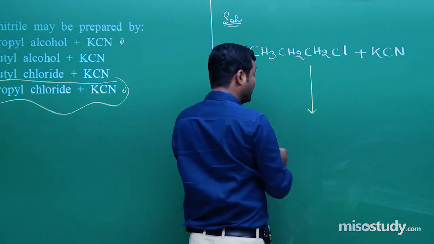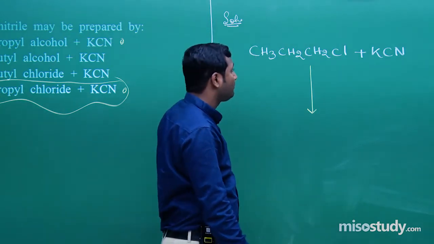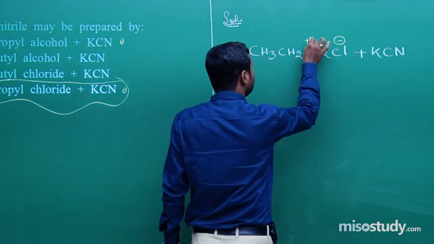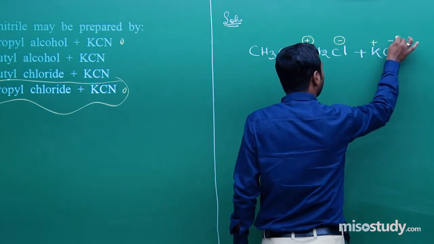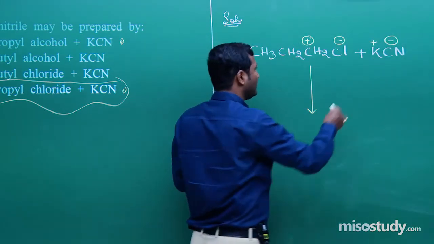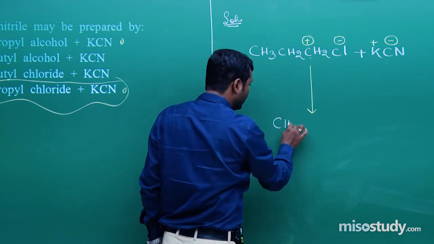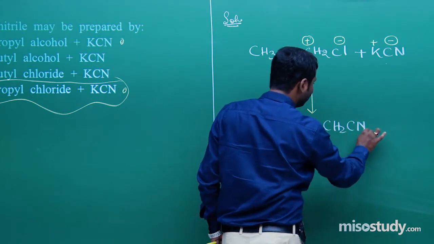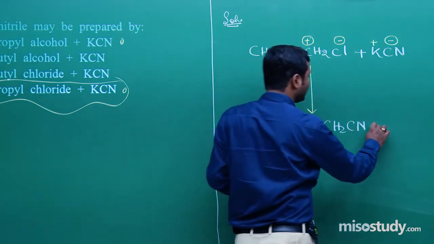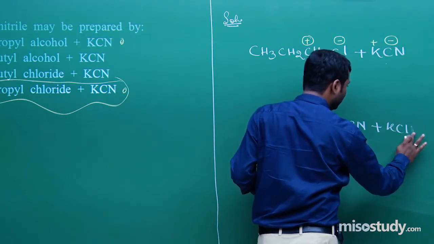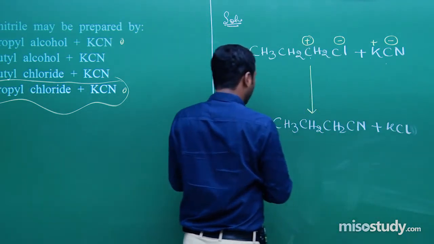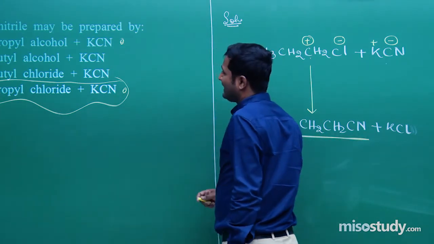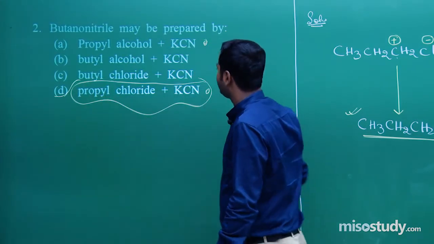Now what will happen? As I told you, if you do not know the mechanism, then put plus and minus signs. Look at this, Cl gets a minus sign, C gets a plus sign. Now this CN will move here. The product is CH3CH2CH2CN plus KCl. So we can say this one is butanonitrile. So in this case, D is the correct option.